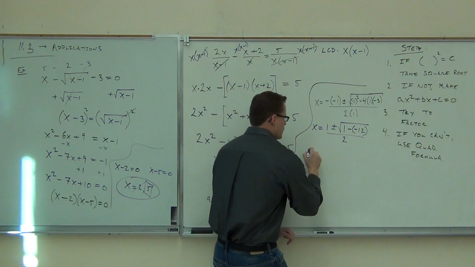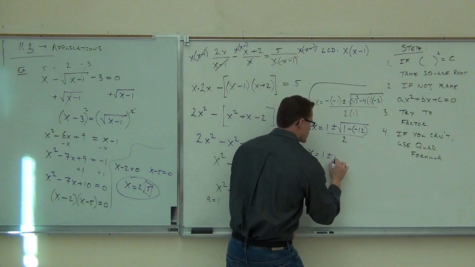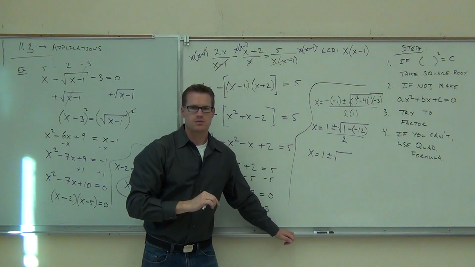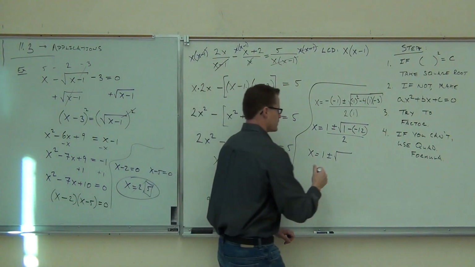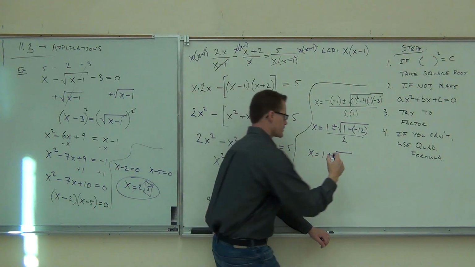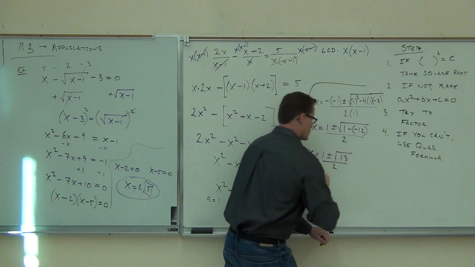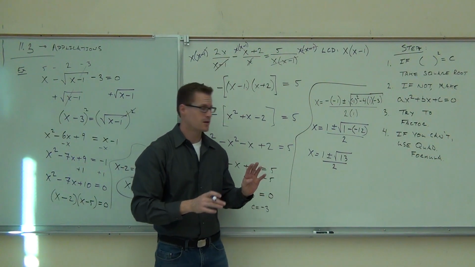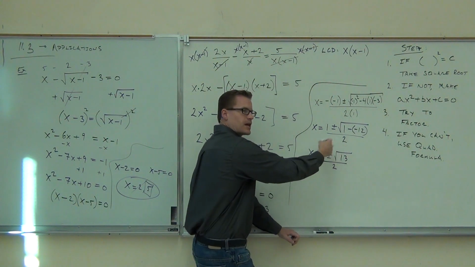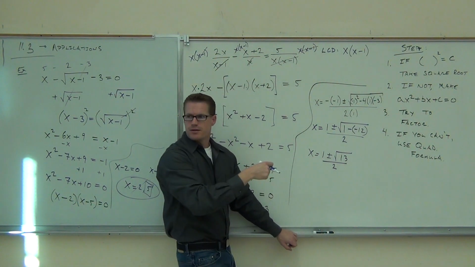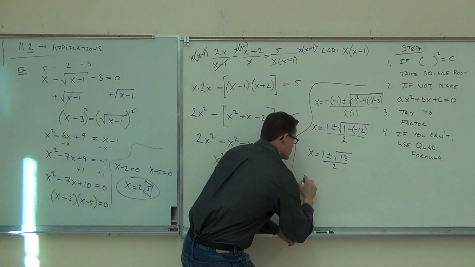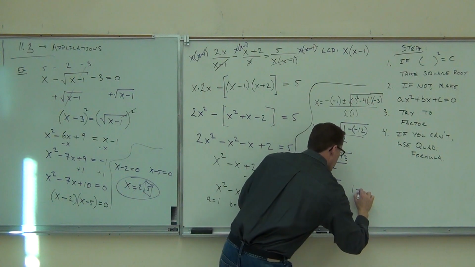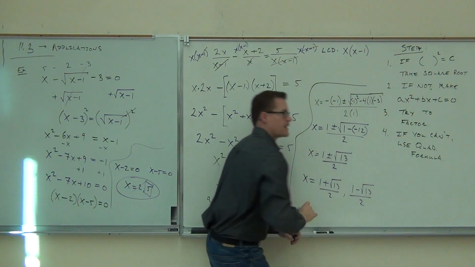Over 2, we get x equals 1 plus or minus the square root of 1 minus negative 12. How much is that? 12. Oh, we're adding, right? 1 plus 12 is 13. Trust me, if you struggle with this, use your calculator. It will do that for you. Can you simplify any of that? No. So the only thing I want you to do, write out your two solutions. You have 1 plus root 13 over 2, 1 minus root 13 over 2. That's as good as we can do.